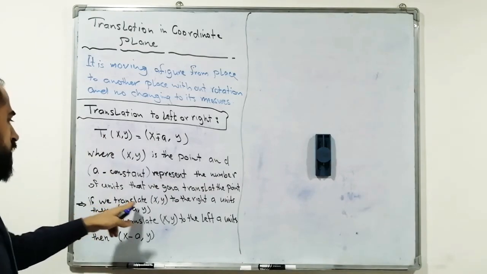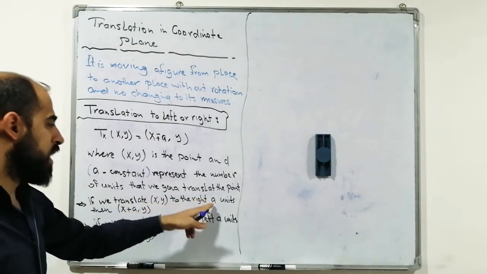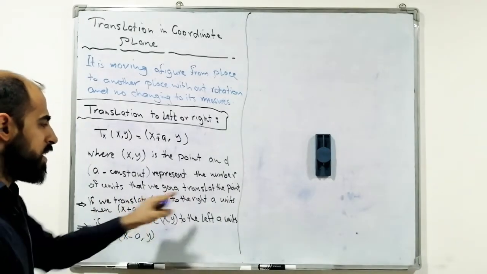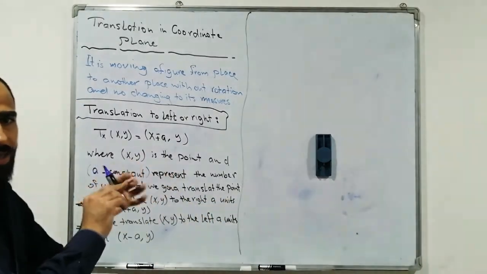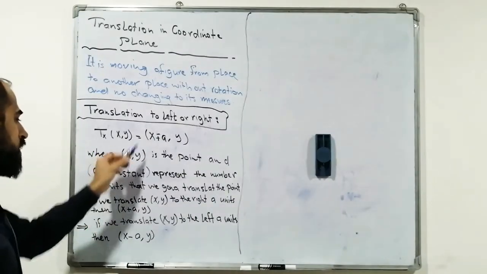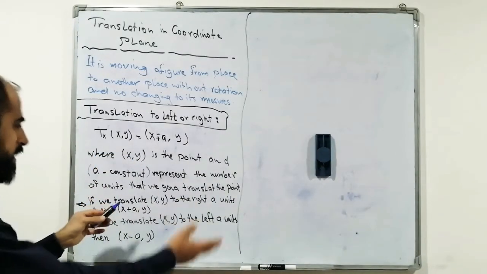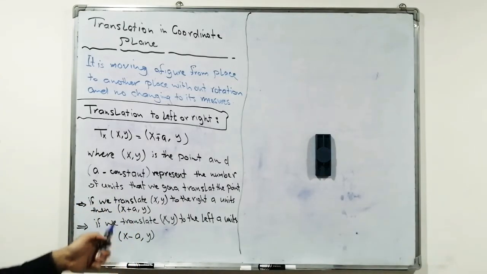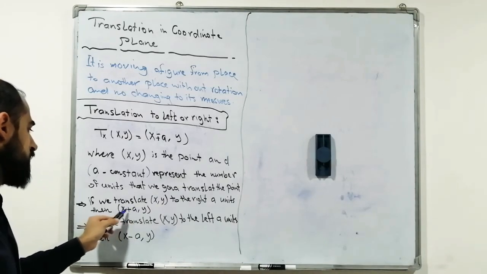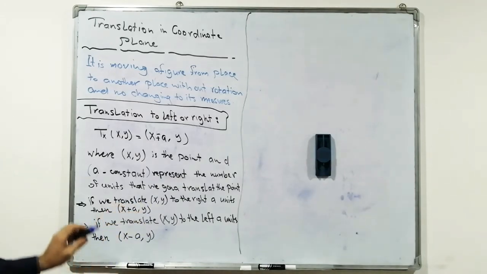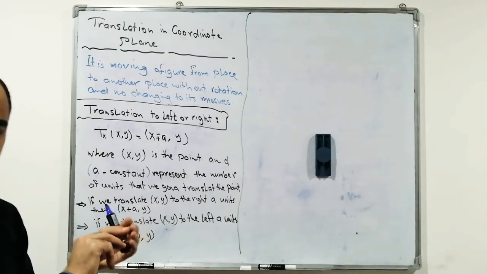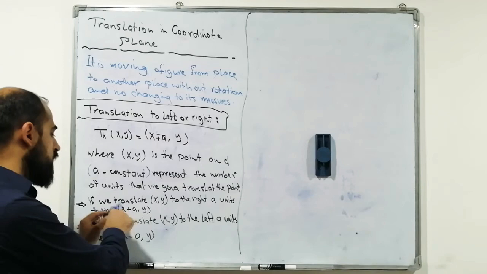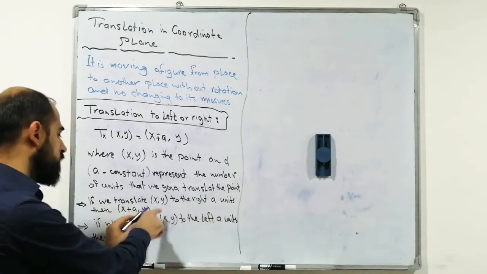So if we translate the point (x, y) to the right a units, then the point will be, to get its image, if we go to the right then we go to the positive side of x, meaning plus a: x plus a, and y stays as it is.